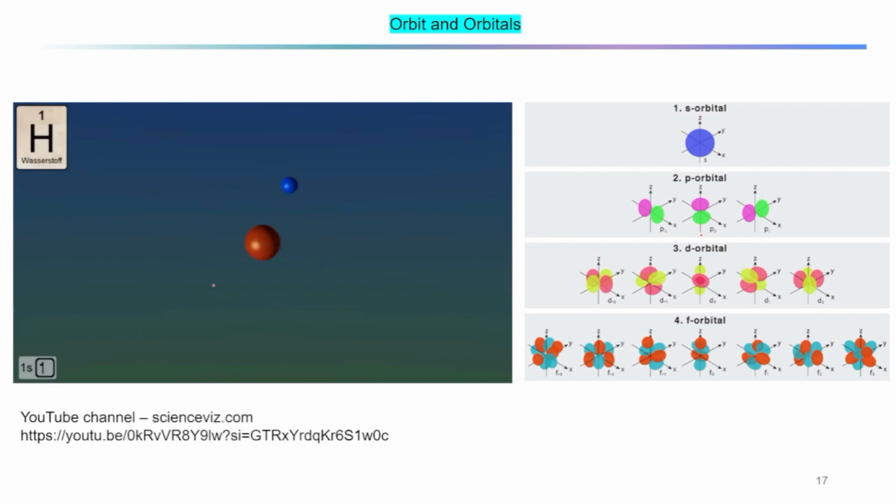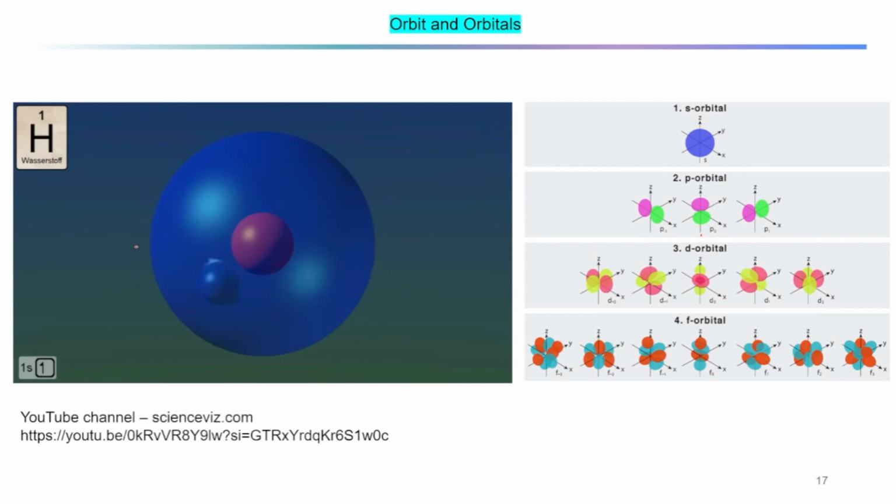Let's see. In the case of 1H, we have one proton and one electron. The electron is circulating around that proton. In the 2D direction, we can see only a circle. But when we see the 3D space, it is actually a sphere, and the electron density is equivalent in the entire sphere. So this is the case of 1H, hydrogen.